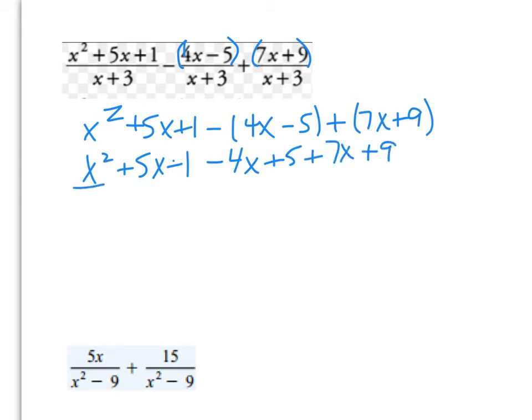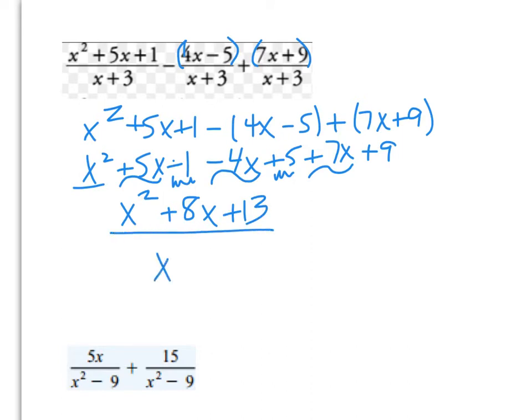So let's see, x squared, no other x squareds. I have 5x minus 4x is x, plus 7x is 8x. And then I have negative 1 plus 5 is 4, plus 9 is 13. And I know I'm going to be done with this problem because there's nothing that multiplies to 13 and adds to 8, so I'm totally finished.